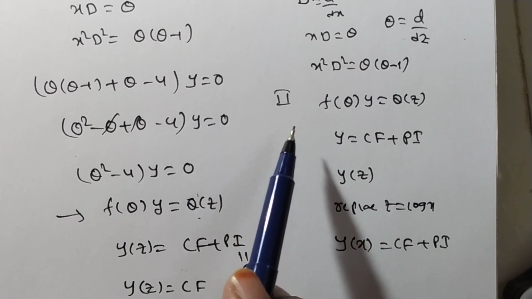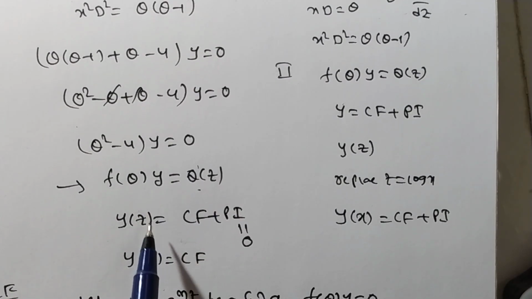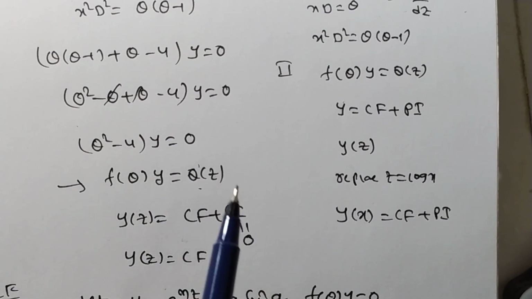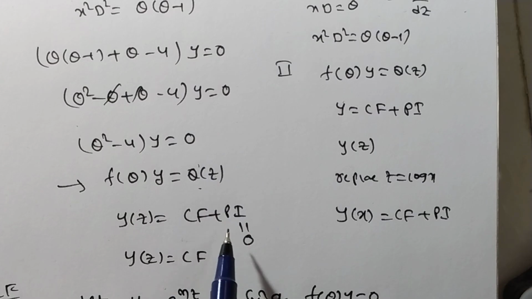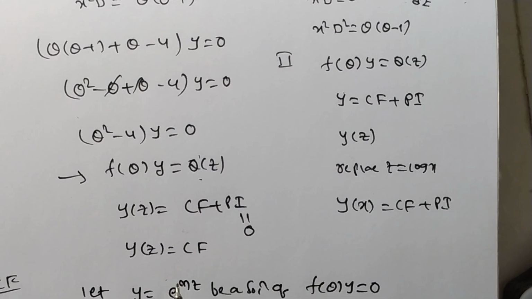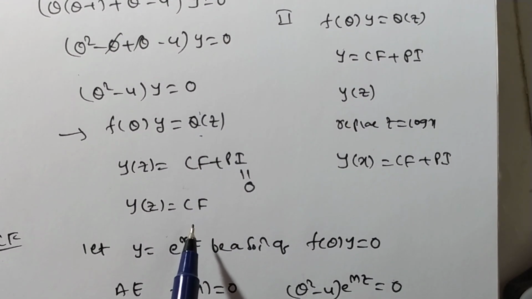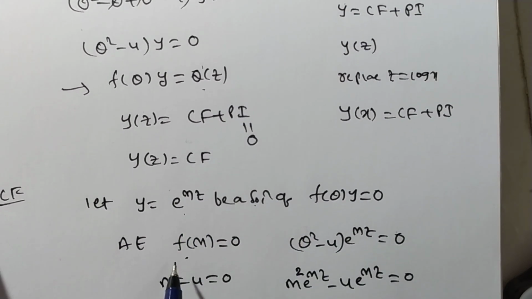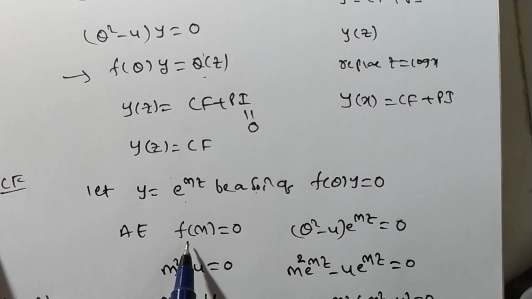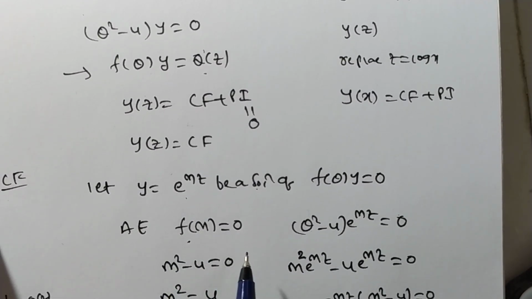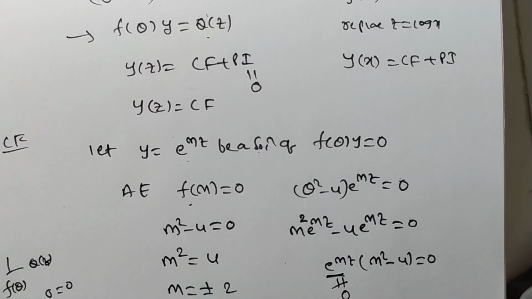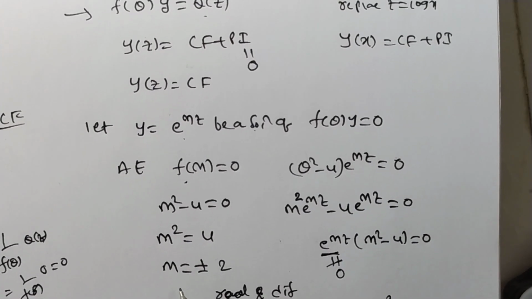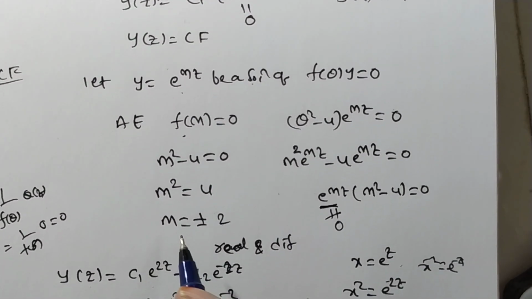Now we are in the second step. The general solution is complementary function plus particular integral. If q of z is 0, then you will have only the complementary function. So we have to find out the complementary function. Consider y is equal to e to the power of mz to be a solution of f of theta into y is equal to 0, then f of m is equal to 0 is the auxiliary equation. Then you have to find out the roots for the given differential equation. After finding the roots, you will write the complementary function.